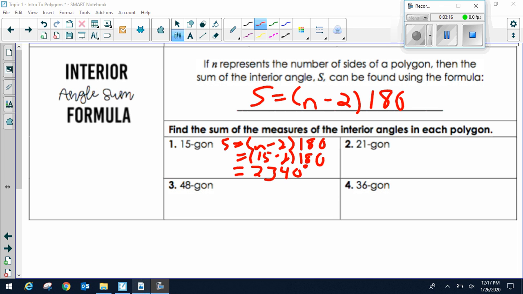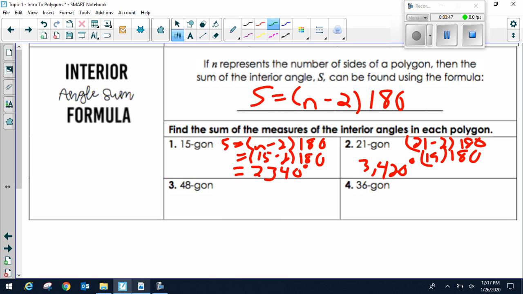Okay, and a 21-gon, same thing. It'd be 21 minus 2 times 180. So 19 times 180. That's 3,420 degrees.